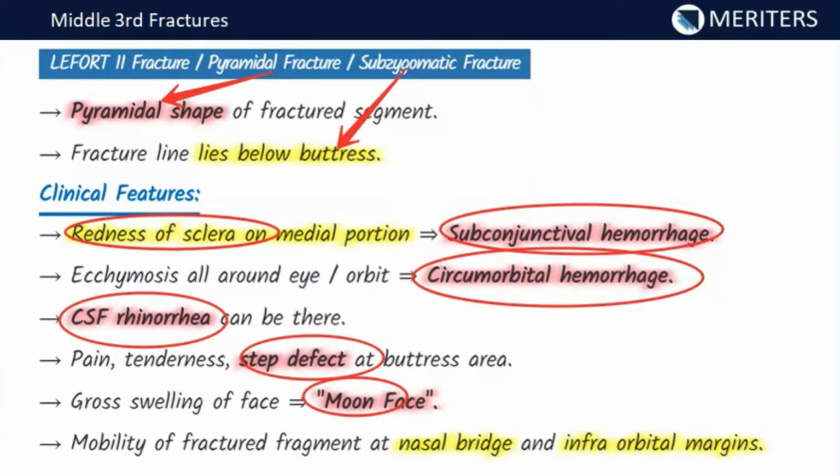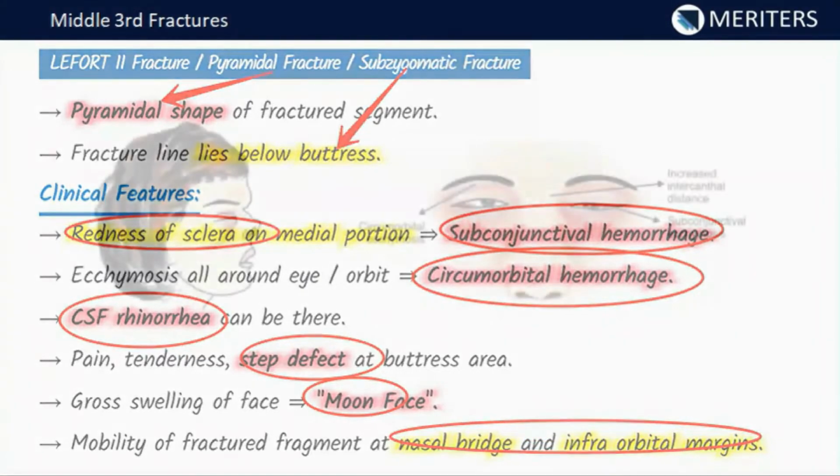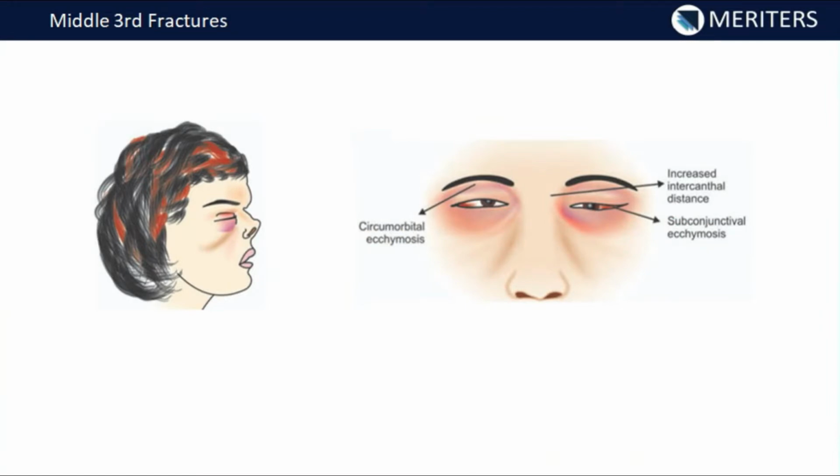So there is a question in the exam, many times it is asked, the reason for moon face. So where do you find the moon face? The answer will be LeFort II. Then mobility of the fracture segment at the nasal bridge and infraorbital margins will be there. Now let's see certain illustrative figures, and that will explain the symptoms of LeFort II fractures better.